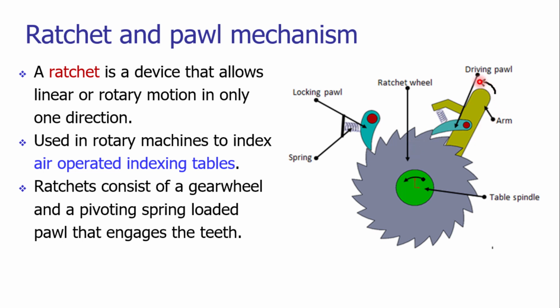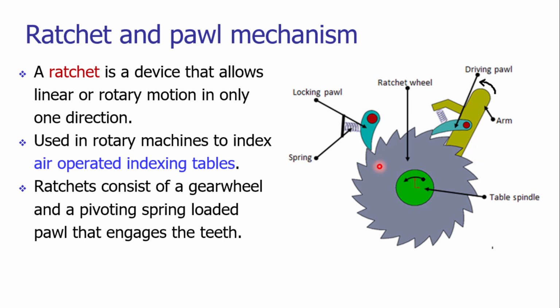Afterwards, the pawl will return due to the spring force which is applied on it. Again, we have to drive the arm, we have to rotate the arm in anti-clockwise direction. So as we rotate it once again, we can have another incremental angular motion in the ratchet wheel.